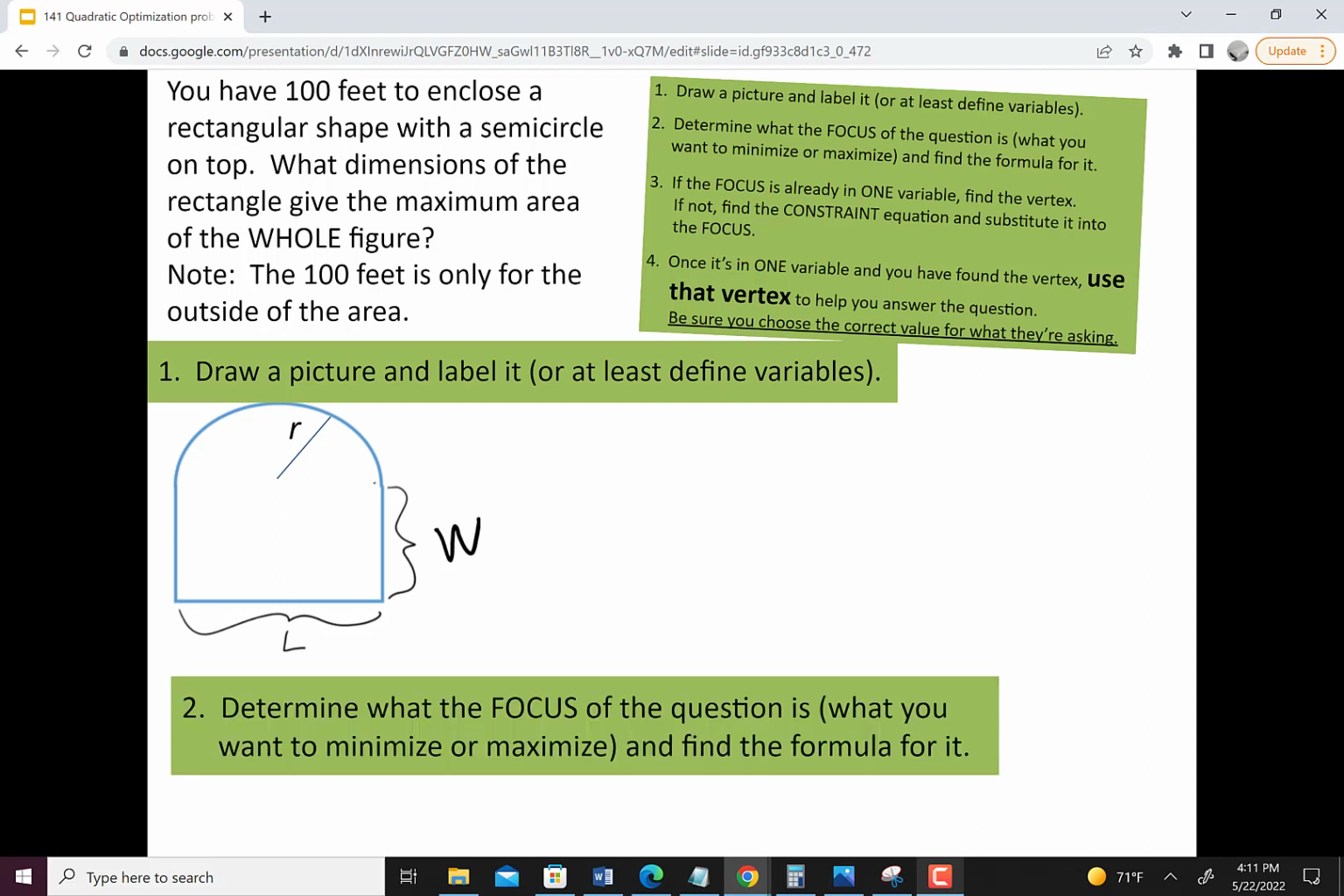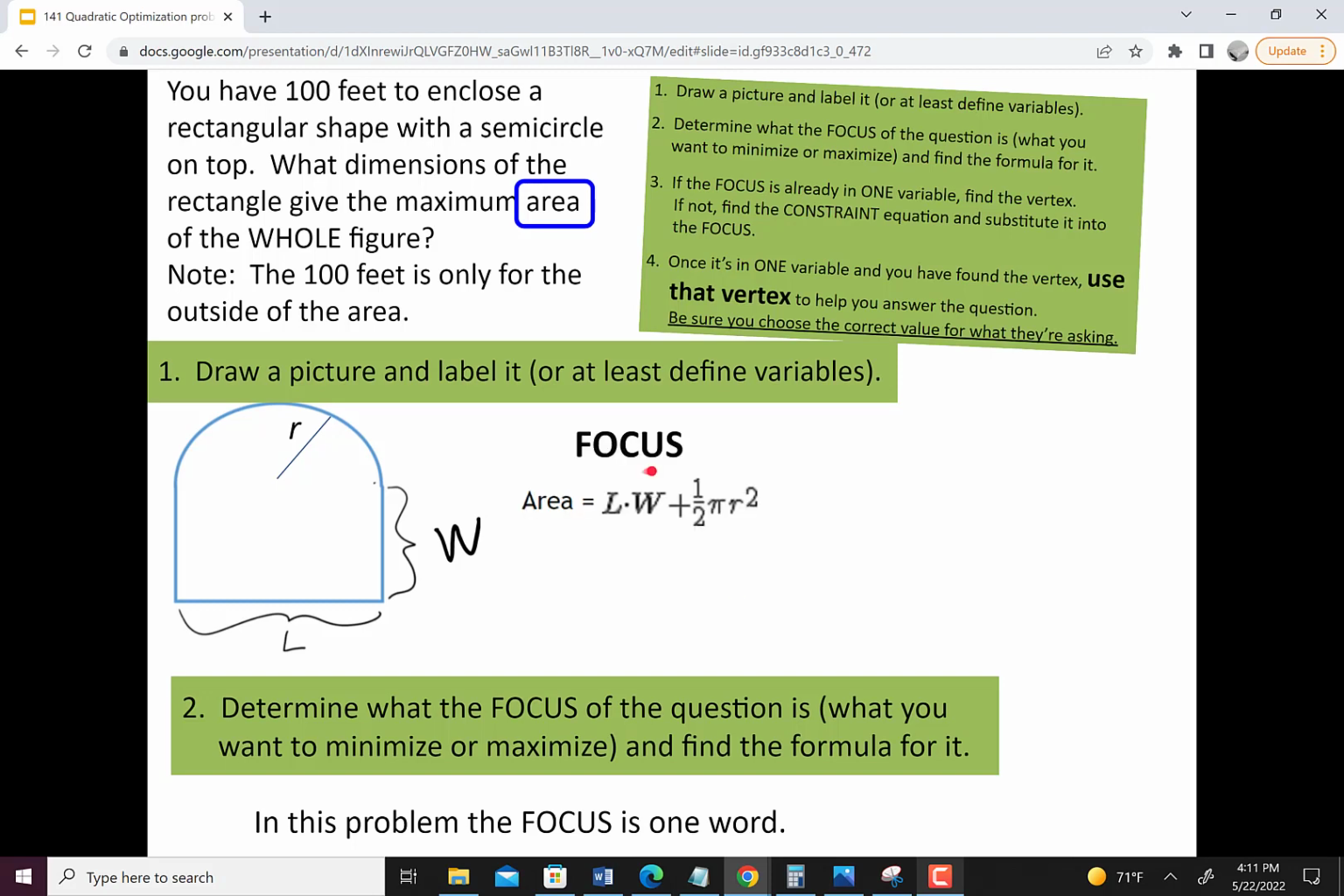Step two, what's the focus of the question? And remember, that's what you want to minimize or maximize. So in this problem, we want to maximize the area. And it's the whole area. So when we get that formula, we end up with a rectangle, L times W, and then this is half of a circle, 1/2 pi r squared, the semicircle. And we're done with step two. We have a formula for our focus.